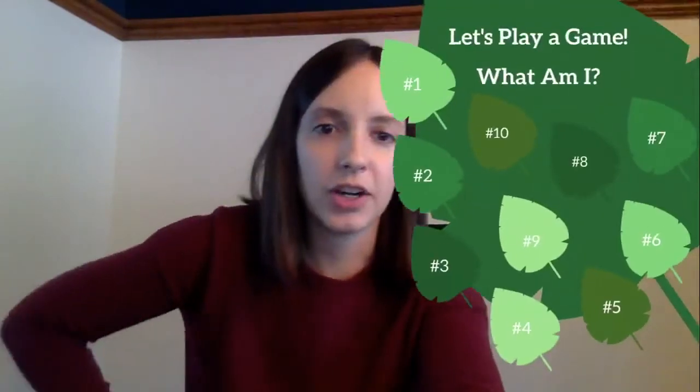Any ideas? I am rhubarb. Have you ever tasted rhubarb before? What part of the plant do you think rhubarb is? It is a stem.